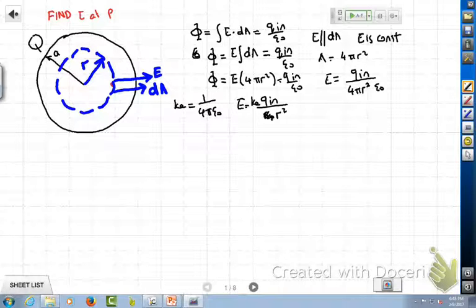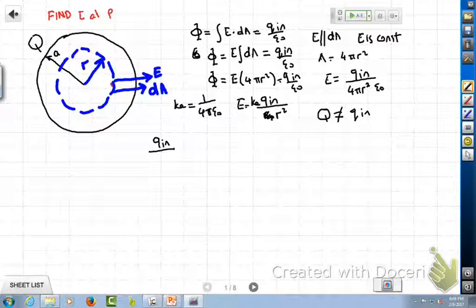So my Q in is not big Q. Look at it: big Q is the whole thing, and I've only got this little bit inside here. So the first thing to recognize is that Q does not equal Q in. So how do we find Q in? Q in over Q is equal to V in over V.